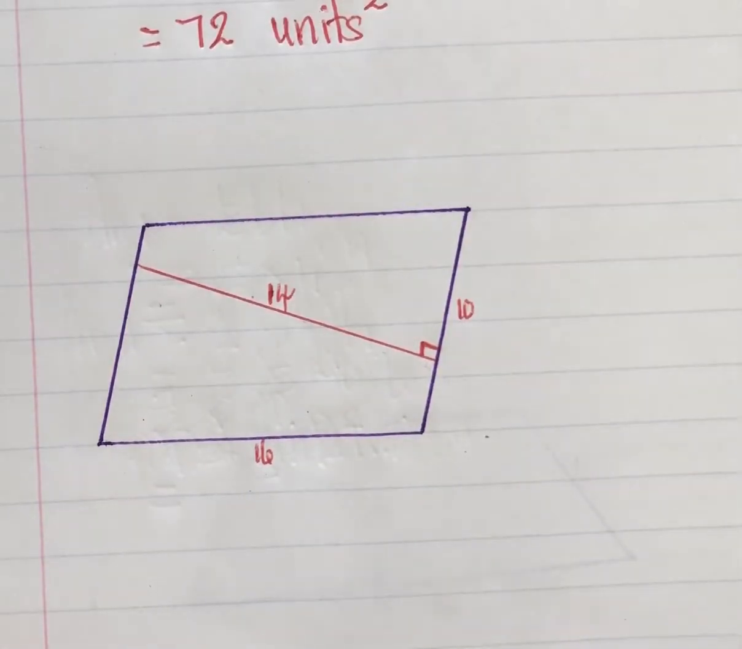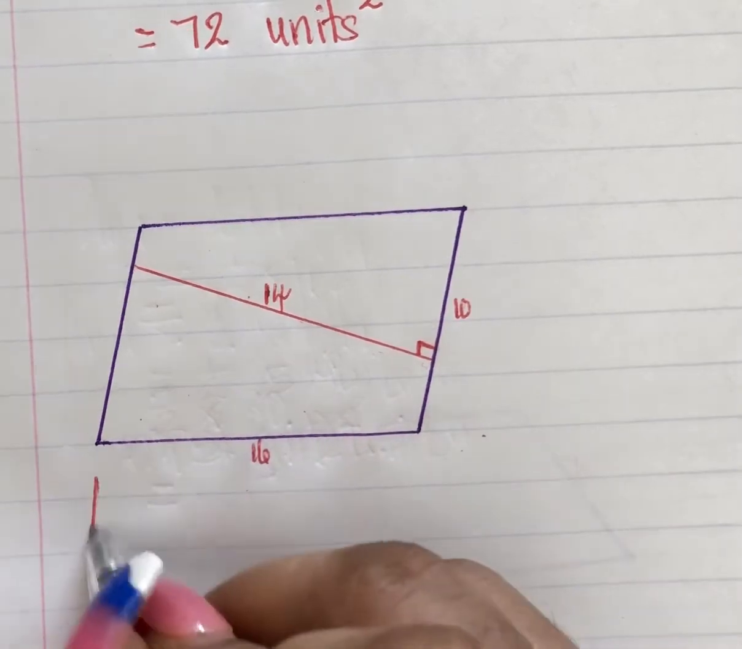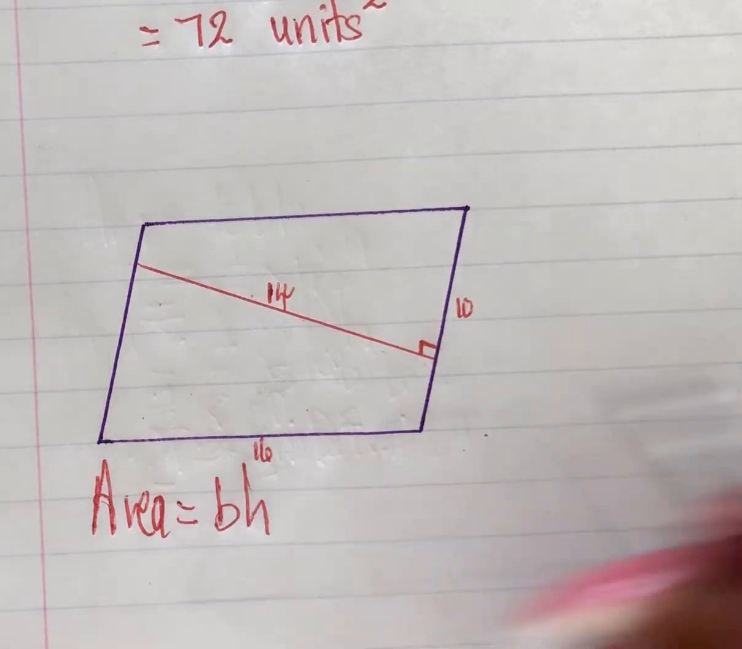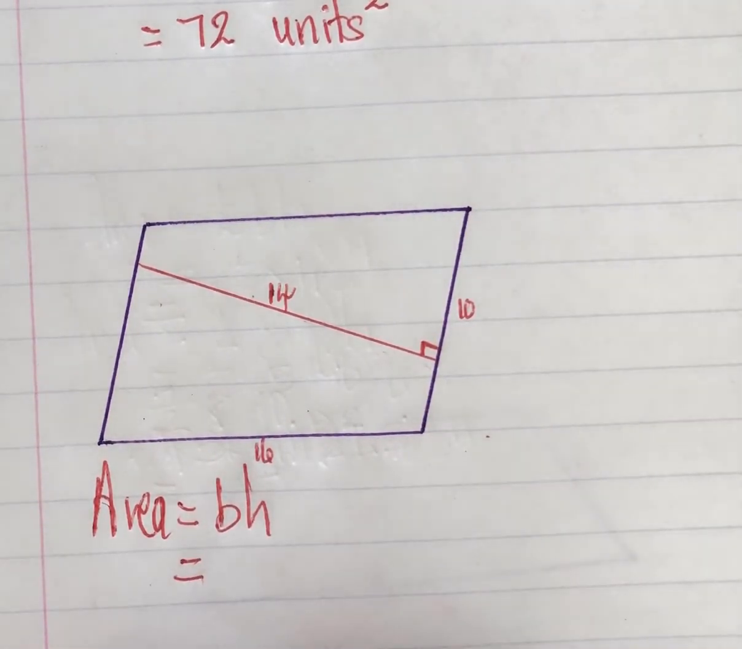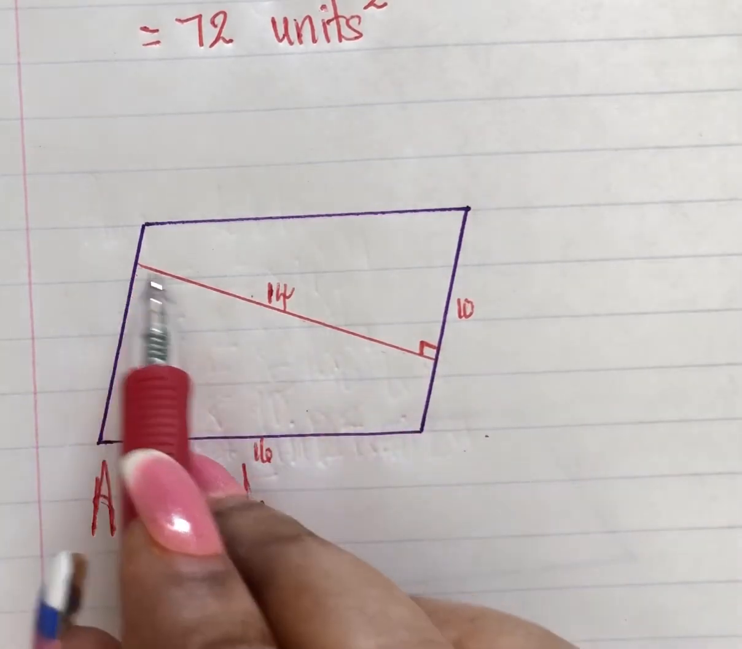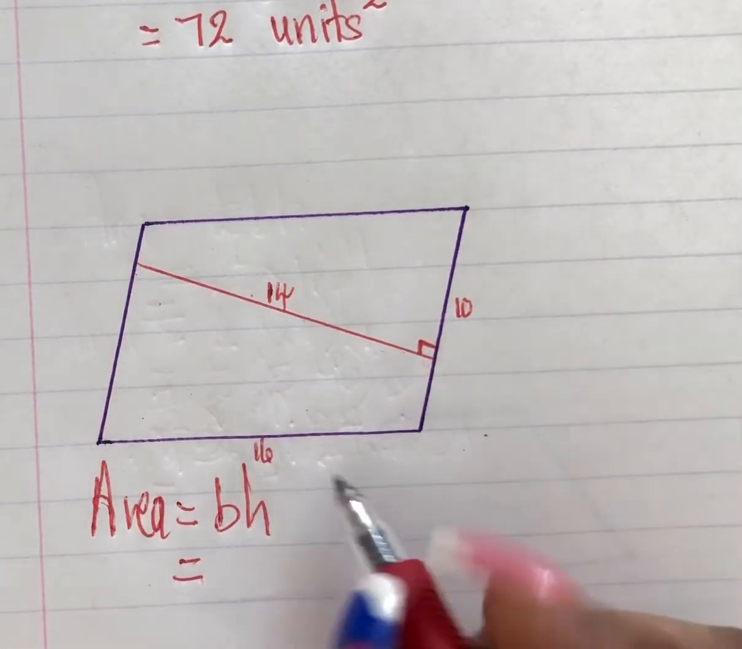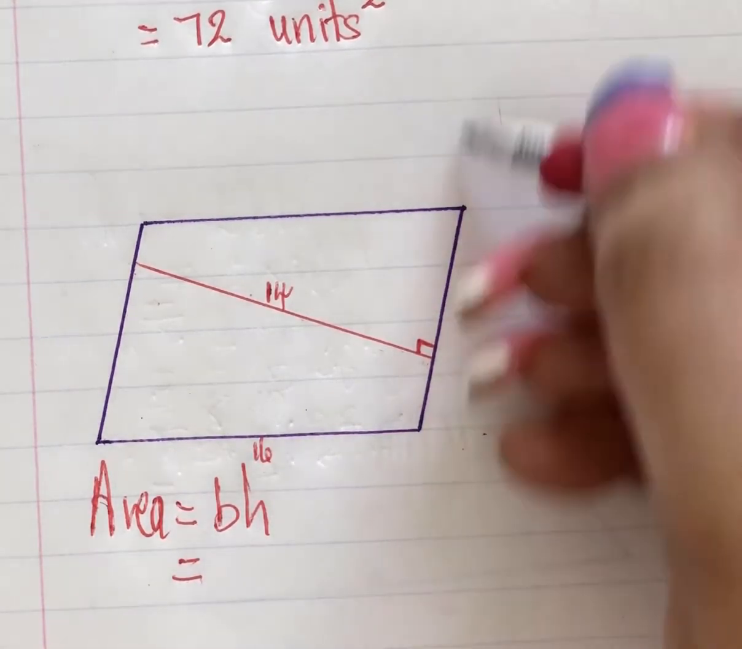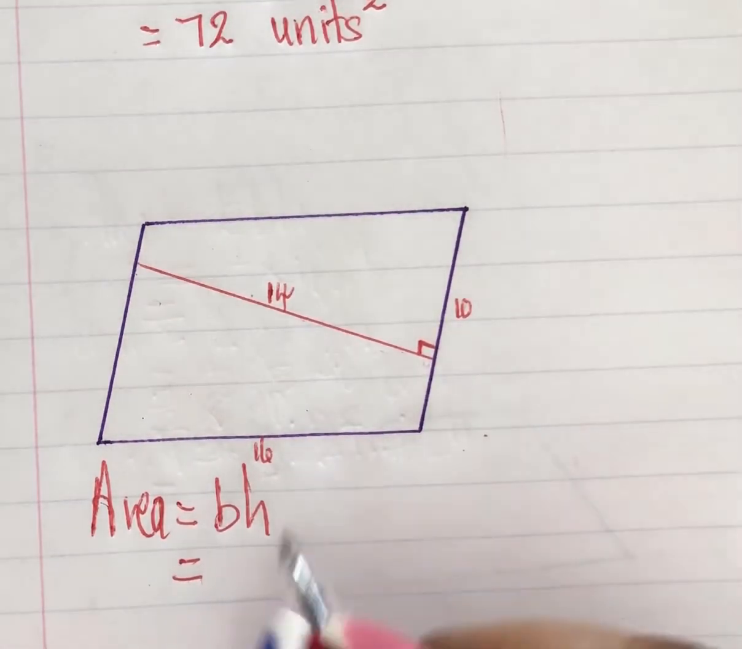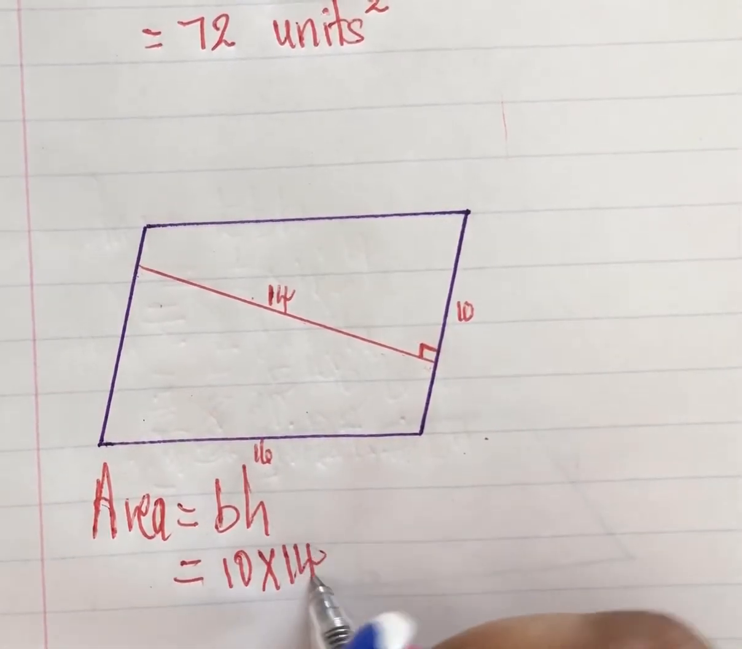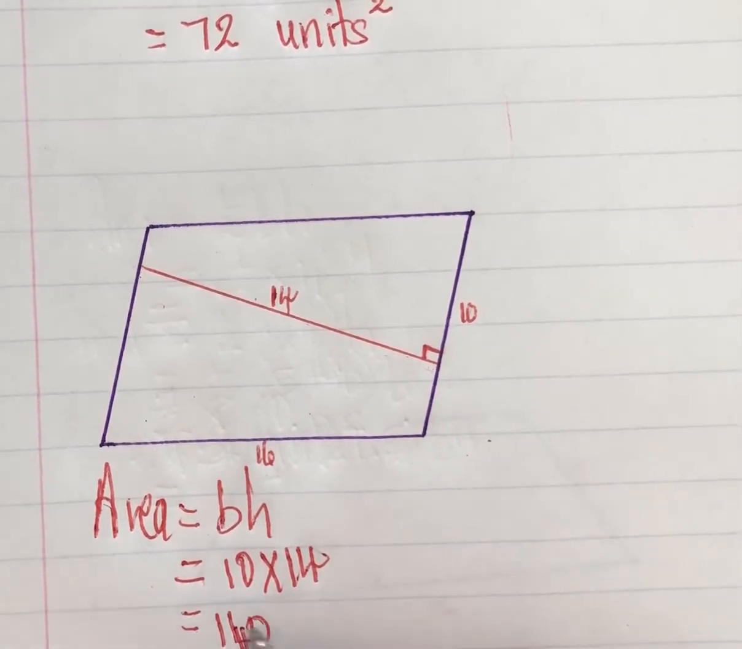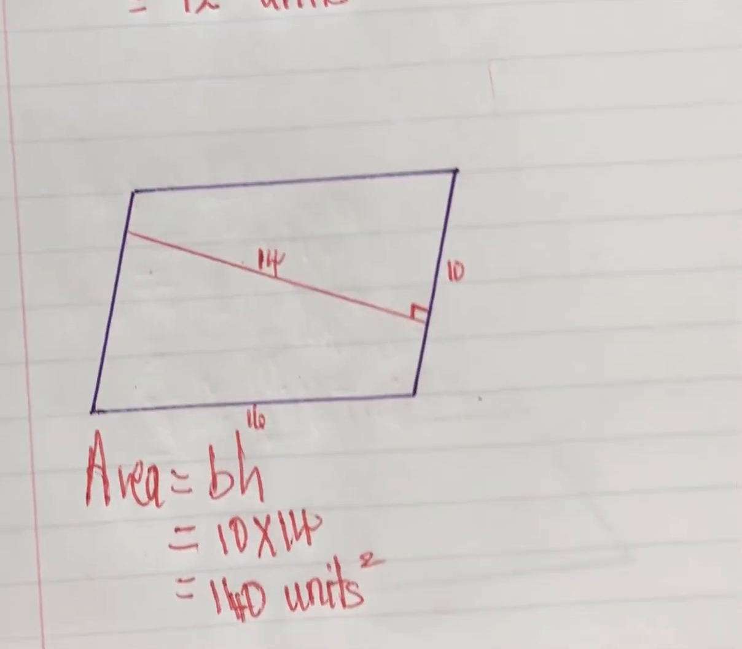And the area of this shape can be found by using the formula that says base by height. Remember, 14 represents the height. The base is 10 because we will swing it that way. Alright, so it will be 10 by 14. 10 multiplied by 14 is exactly 140. Because we are multiplying, it will be units square.